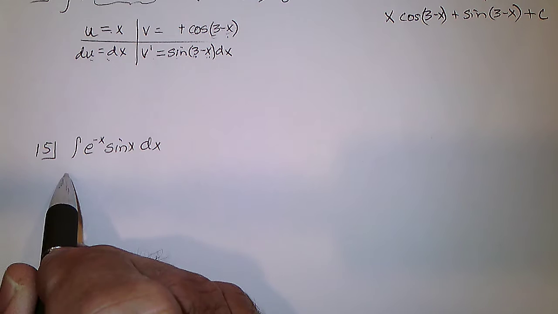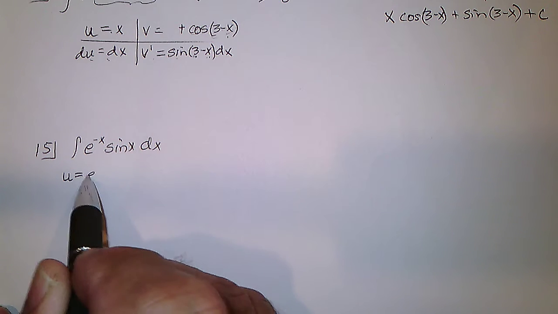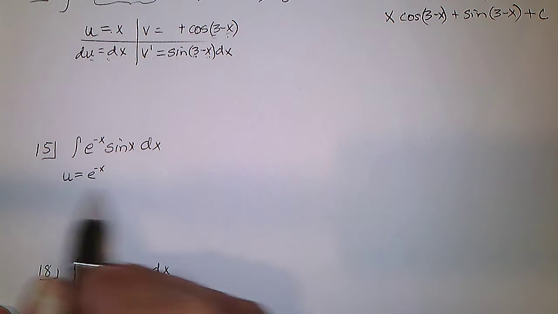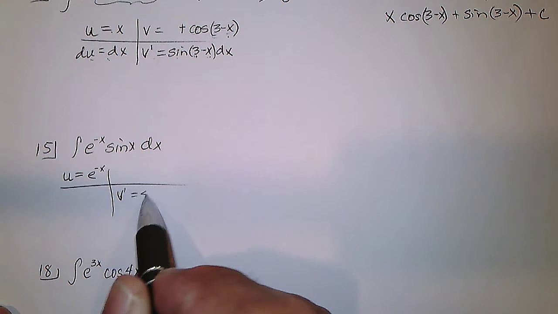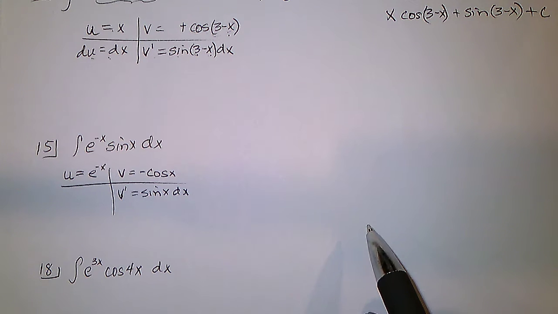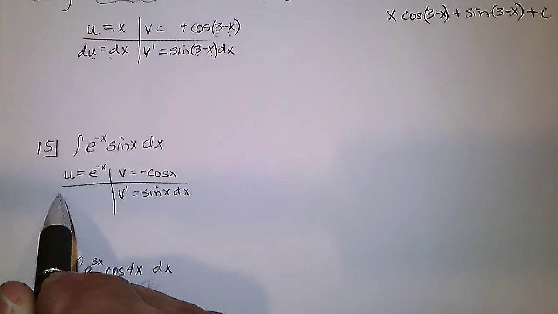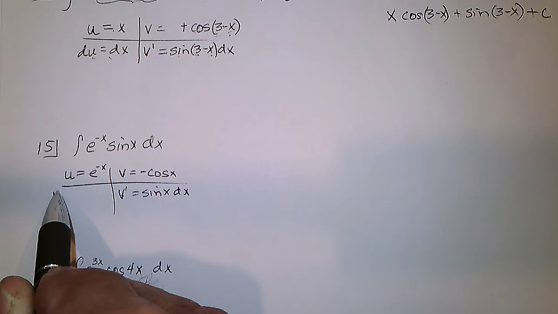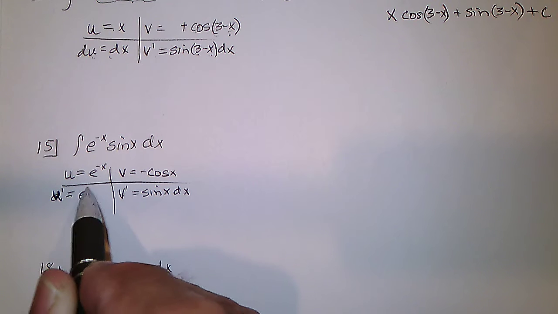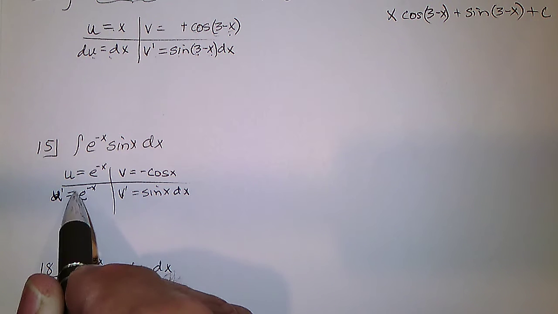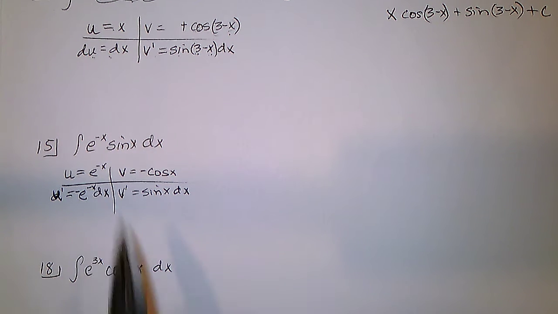So I'll start off with letting u equal e to the negative x, and v prime equals sine x dx. Integrate this, v would be negative cosine of x, and the derivative of this, u prime, would be e to the negative x times the derivative of the power, which is a -1 dx.